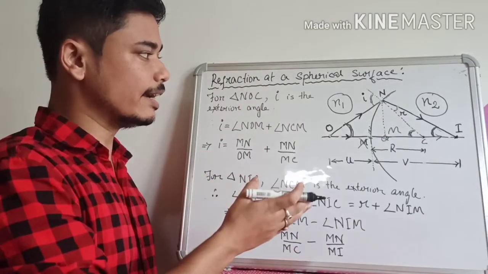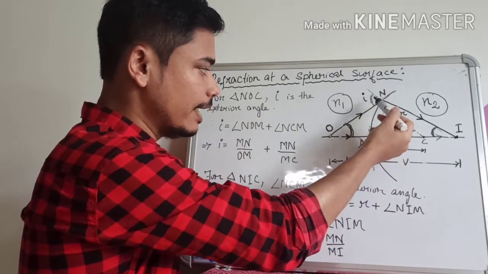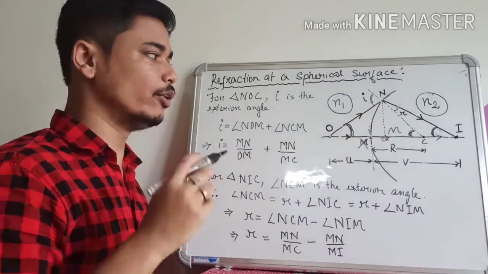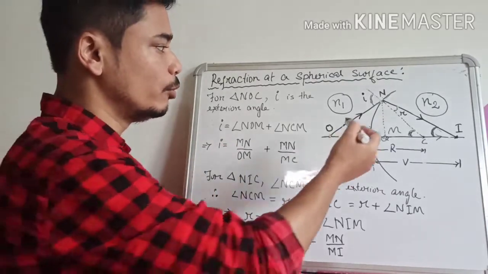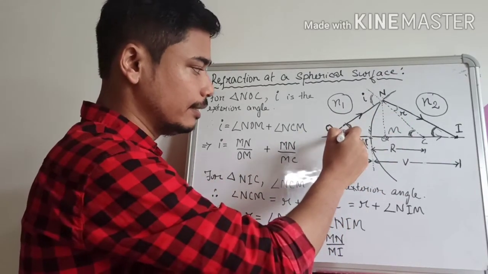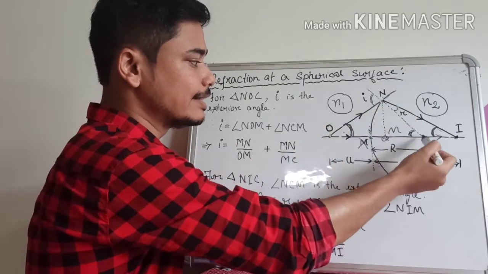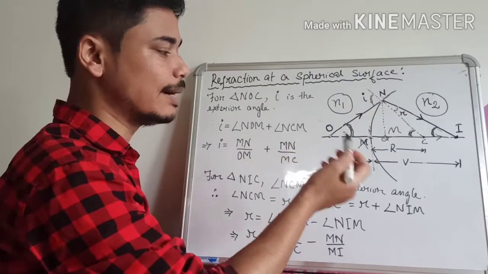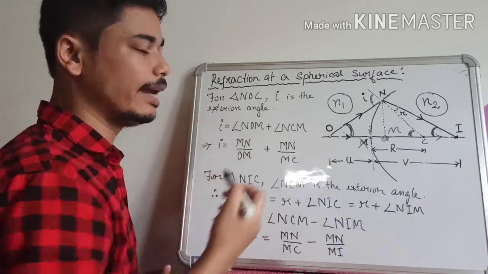Now see, in this diagram, angle I is the exterior angle for triangle NOC, and we also know that the exterior angle is equal to the sum of the interior opposite angles. So what are the interior opposite angles for this triangle NOC? They are angle NOM and angle NCM. So angle I will be equal to the sum of the interior opposite angles. That means angle I will be equal to angle NOM plus angle NCM.